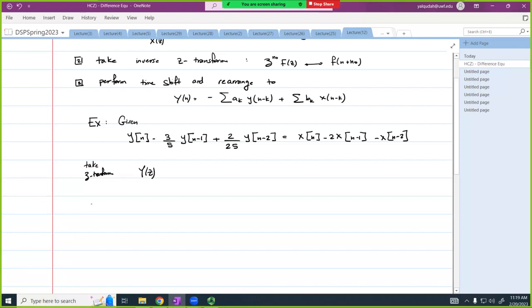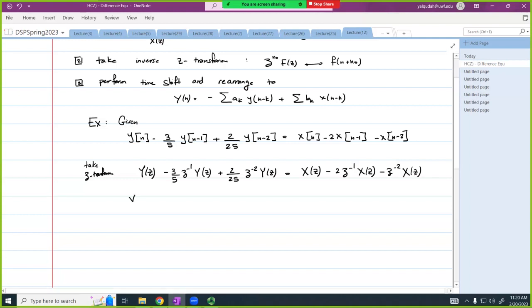What is the z transform of y of n minus 1? Z to the negative 1 times y of z. Excellent. So we get y of z minus 3 over 5 z to the negative 1 multiplied by y of z plus 2 over 25 z to the negative 2 multiplied by y of z equal to x of z minus 2 z to the negative 1 x of z minus z to the negative 2 multiplied by x of z. Agree? Okay. What do we do next?